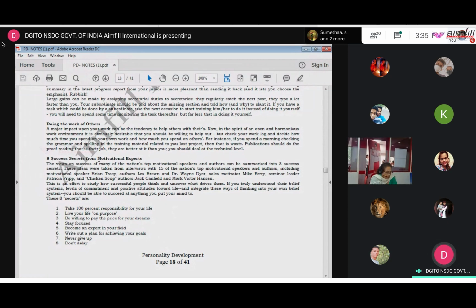Okay, the views on success of many of the nation's top motivational speakers and authors can be summarized into 8 success secrets. The ideas were taken from interviews of 15 of the nation's top motivational speakers and authors, including speakers like Brian Tracy, Les Brown, Wayne Dyer, etc., etc.